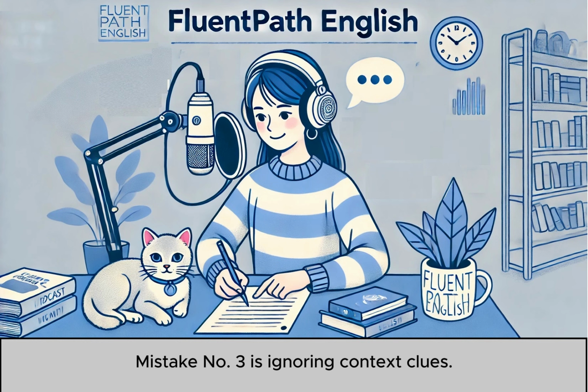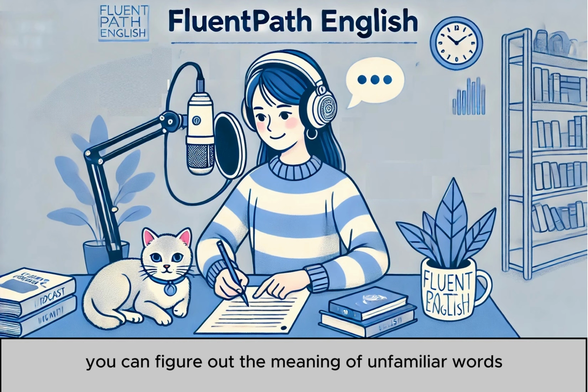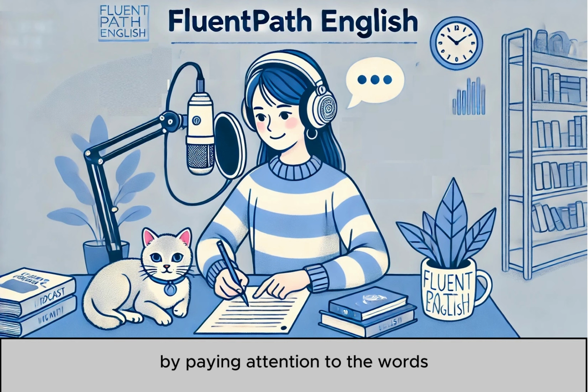Mistake number 3 is ignoring context clues. Have you ever stopped reading just because you didn't know the meaning of a single word? If so, you're not alone. This is a very common mistake. But here's the good news. You don't always need to know every word to understand the meaning of a sentence or passage. Often, you can figure out the meaning of unfamiliar words by paying attention to the words and sentences around them. These are called context clues, and they're incredibly useful.